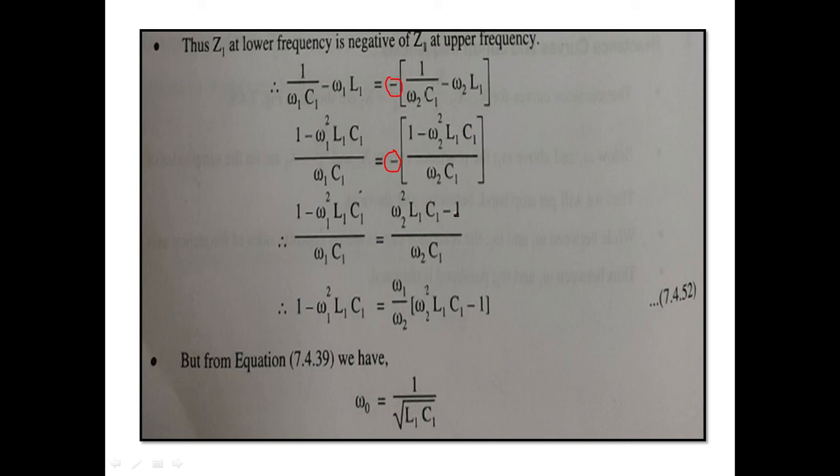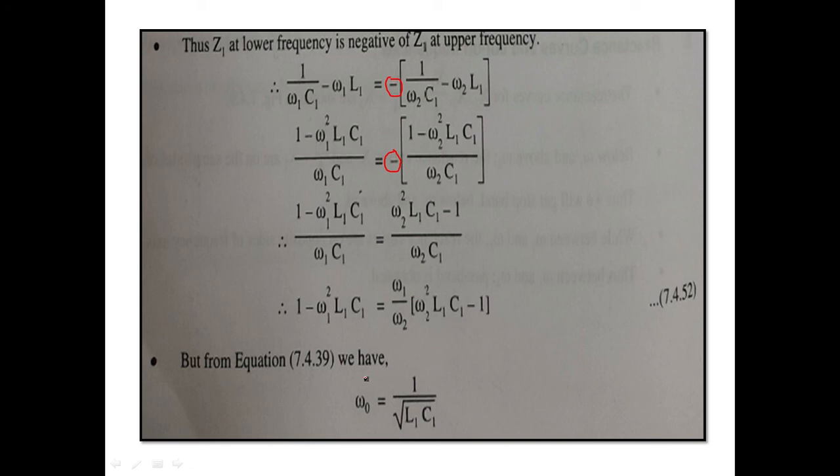That's why (1 - ω1² L1 C1)/(ω1 C1) is equal to (ω2² L1 C1 - 1)/(ω2 C1). So here 1 - ω1² L1 C1 is equal to (ω1/ω2)(ω2² L1 C1 - 1).